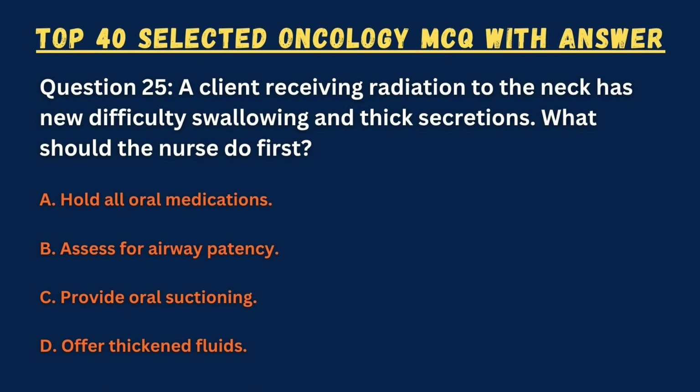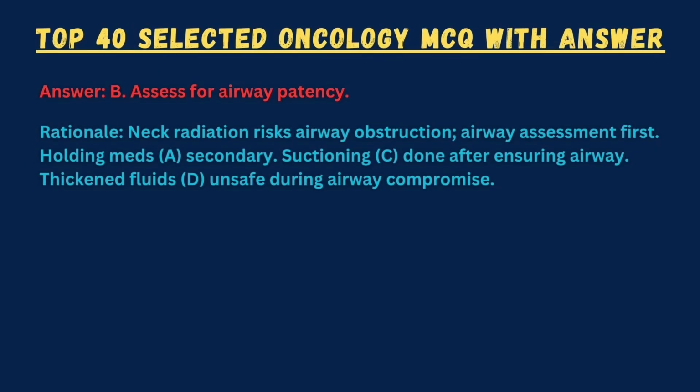Question 25. A client receiving radiation to the neck has new difficulty swallowing and thick secretions. What should the nurse do first? A. Hold all oral medications. B. Assess for airway patency. C. Provide oral suctioning. D. Offer thickened fluids. Answer: B. Assess for airway patency. Rationale: neck radiation risks airway obstruction. Airway assessment first. Holding meds: A. Secondary. Suctioning: C. Done after ensuring airway. Thickened fluids: D. Unsafe during airway compromise.